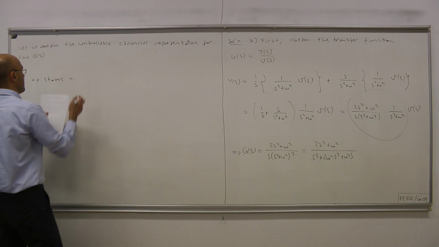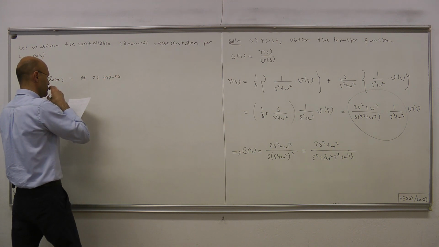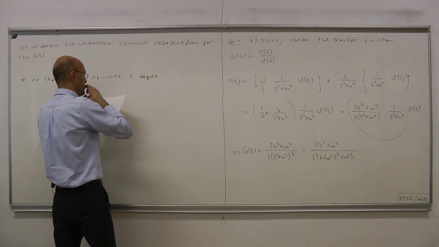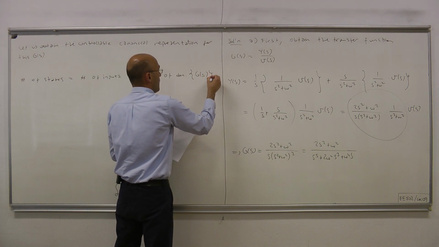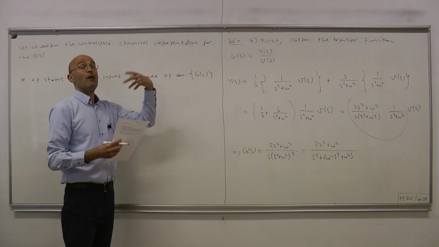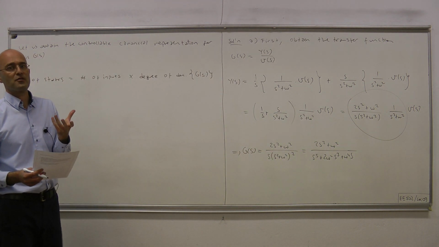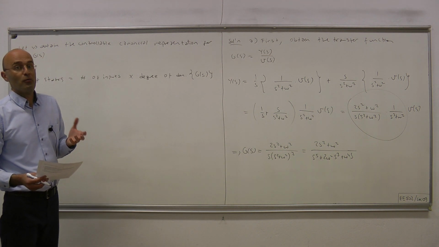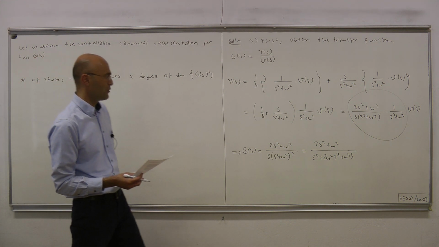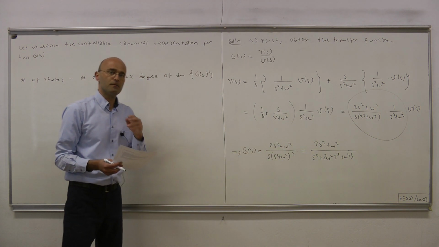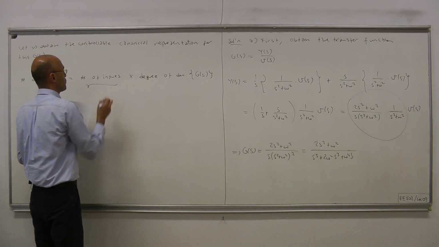But in general, number of states equals number of inputs times degree of the denominator, or the common denominator of G of s. Of course, we don't have to worry about the common denominator because our transfer function is scalar. Remember that, in general, the transfer function does not have to be a scalar object. Usually in the general case, it's a transfer function matrix, a matrix with entries that are ratios of two polynomials in s.